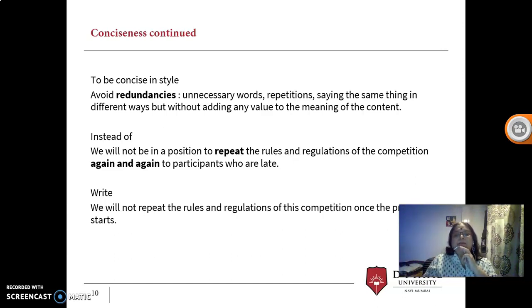So, now I'll give you an example. We will not be in a position to repeat the rules and regulations of the competition again and again to participants who are late. Now, if you see that, I have emphasized repeat and again, which means the same thing. So, why not remove it and just simply say, we will not repeat the rules and regulations of this competition once the program starts. So, that is more precise, concise, and we are saying the same thing without those extra words.